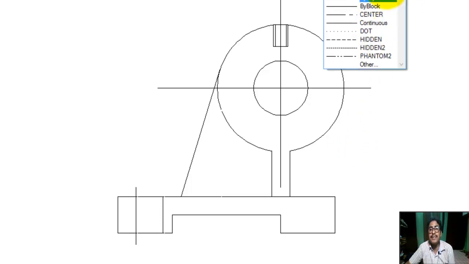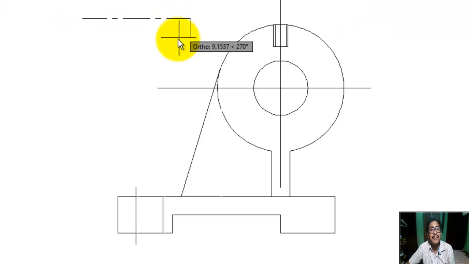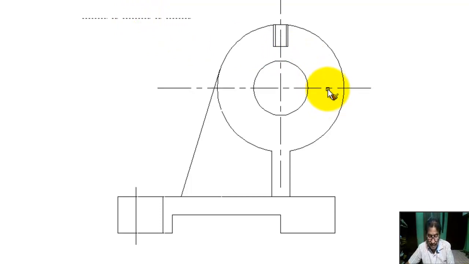Now we change the types of line. We select center line, this is the center line. Click on match property, select source object, select destination object, and select destination object. Okay.